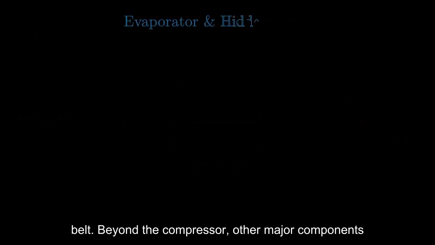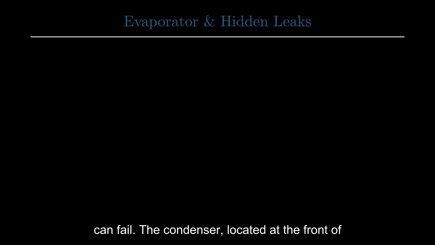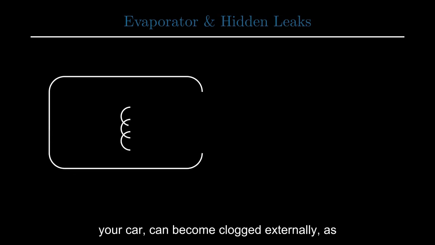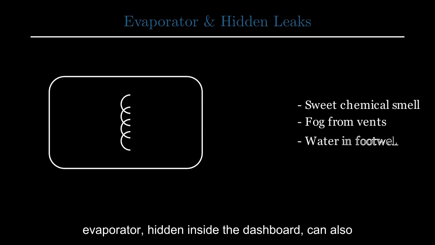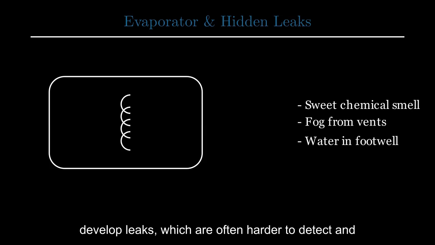Beyond the compressor, other major components can fail. The condenser, located at the front of your car, can become clogged externally, as mentioned, or internally, restricting flow. The evaporator, hidden inside the dashboard, can also develop leaks, which are often harder to detect and can be expensive to repair. A common sign of an evaporator leak is refrigerant smell inside the cabin or water leaking from under the dash that isn't just condensation.